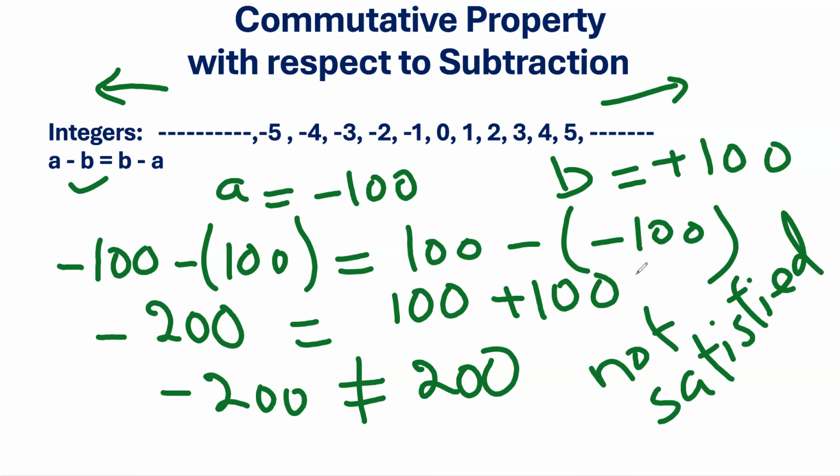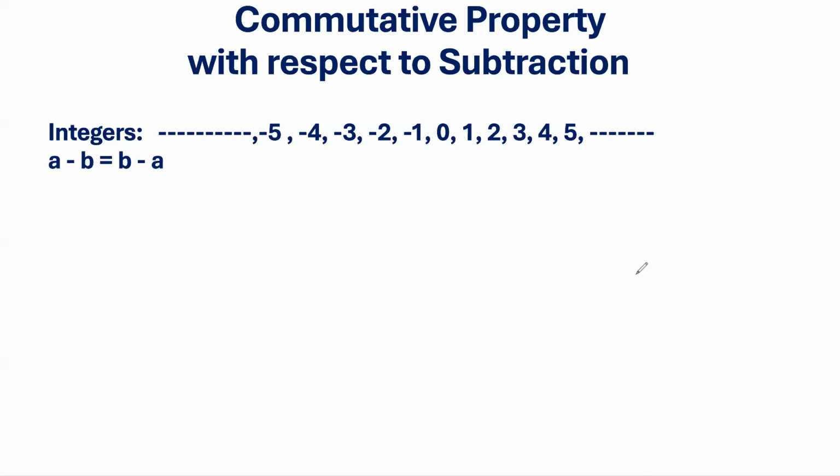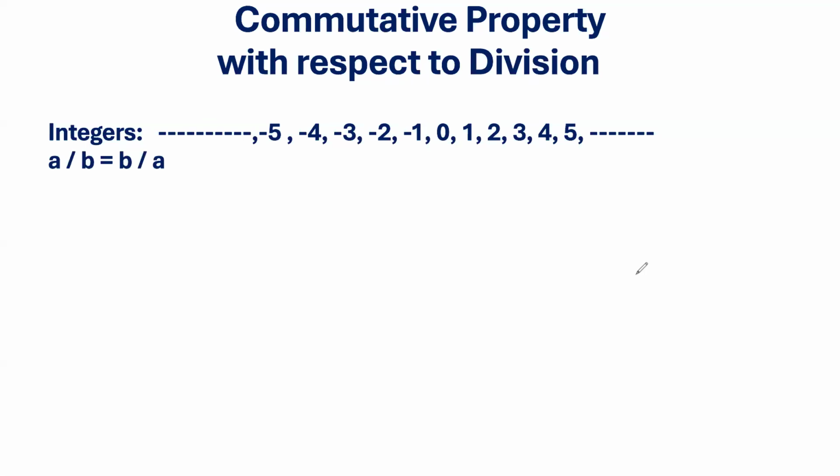Right? So now we are checking one more question. Commutative property with respect to division in the set of integers. Right? So we will take a and b from the set of integers. -5, -4, -3. This is going to plus infinity, and this is going to minus infinity this side and plus infinity this side. You can take any number in between them. You have to check A divided by B is equal to B divided by A.